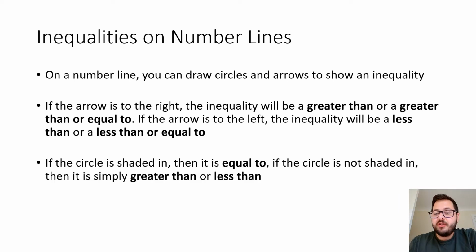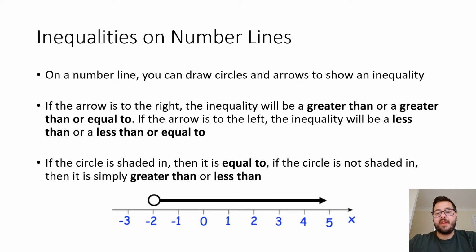Okay, and then the circle around the number tells you whether you add that equal to sign or not. If it's blank, if it's not shaded in, then it's just greater than or less than. But if it is shaded in, then you must add that equal to. That means it could be that number.